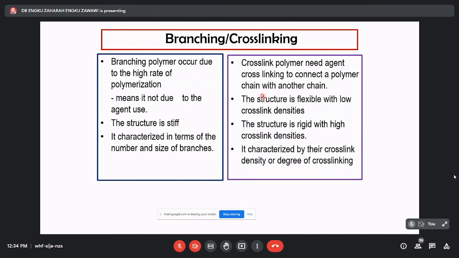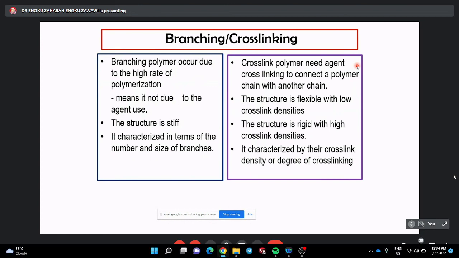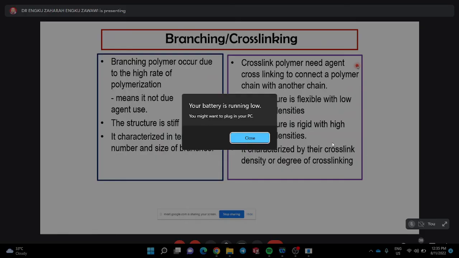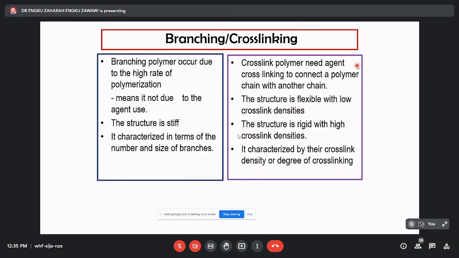So meanwhile, for the cross-linking, polymer needs an agent. So for example, just now we said that the natural rubber to form the vulcanization process, crosslink, untuk impart the crosslink, so kita apply the sulfur. Kita guna sulfur, which is the agent for the cross-linking, with the presence of sulfur tadi must be under pressure and the rise of temperature. So cross-linking is to connect the polymer chain with another chain.